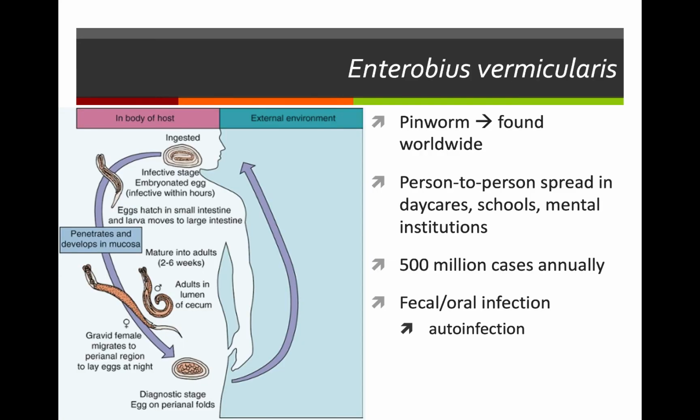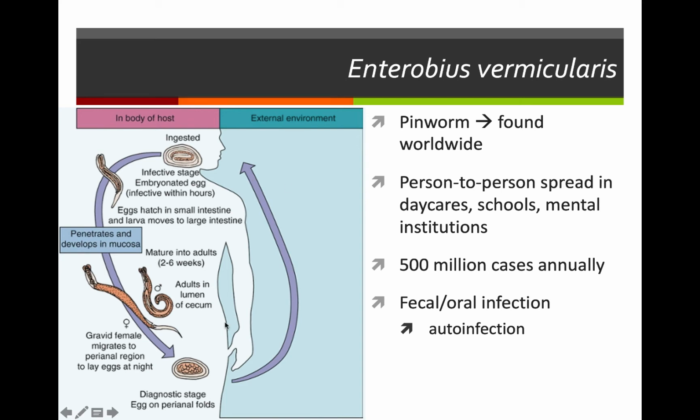The first infection we'll talk about is gross. It's pinworm, Enterobius vermicularis. Pinworm is a fecal-oral parasite. It is transmitted person to person and often can spread through daycares, schools, and mental institutions. It's estimated that there are anywhere from 500 million plus cases per year worldwide. So again, fecal-oral infection, and it is possible to have auto-infection. You basically continue to reinfect yourself.